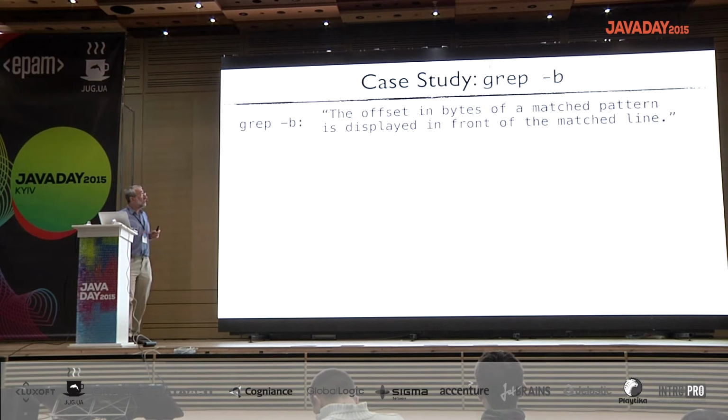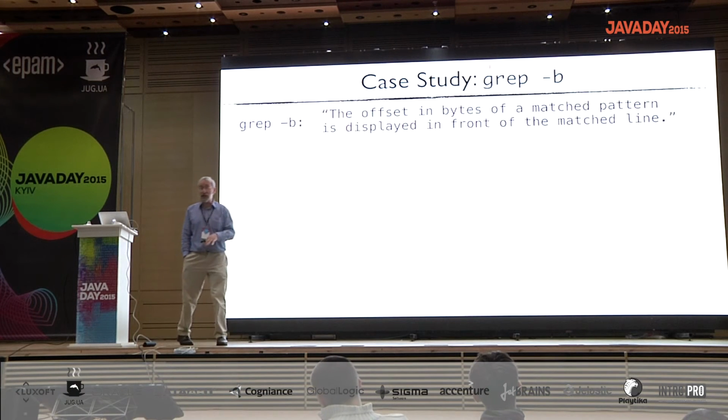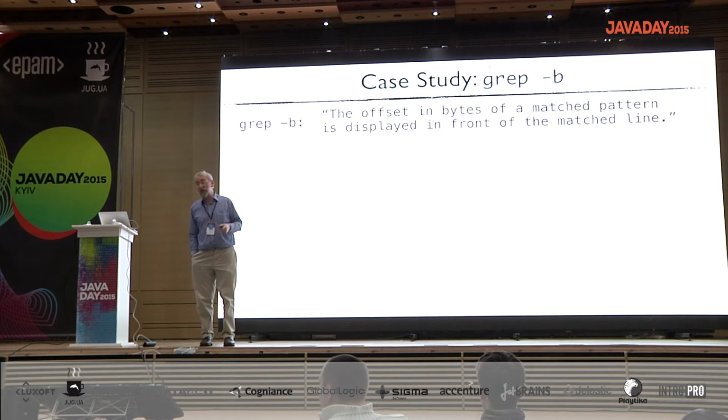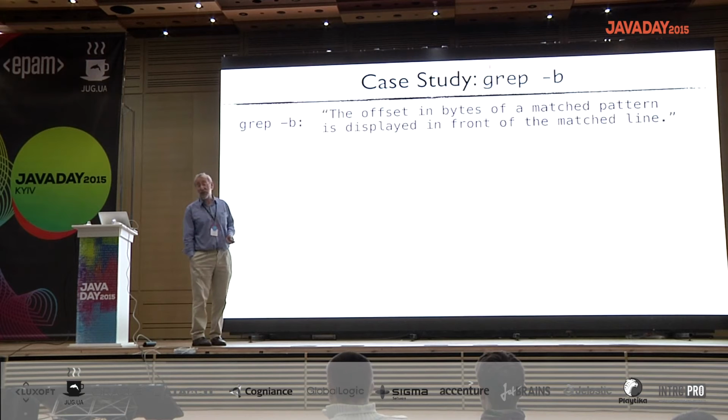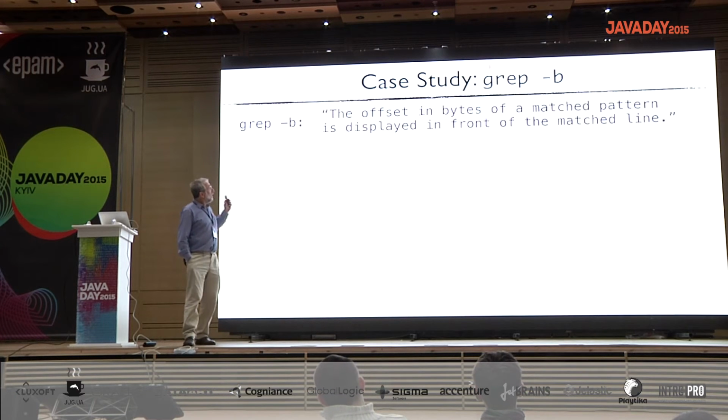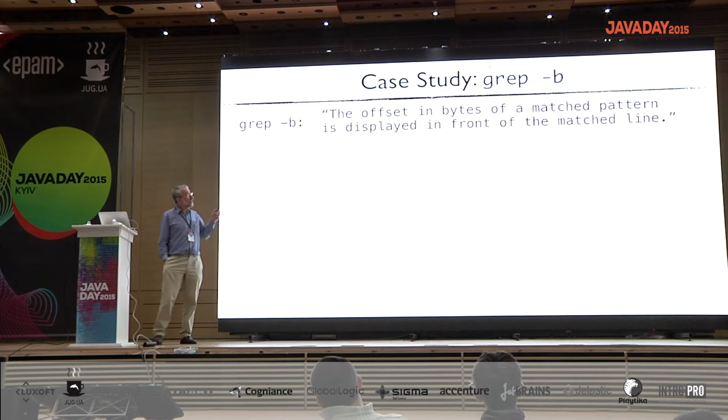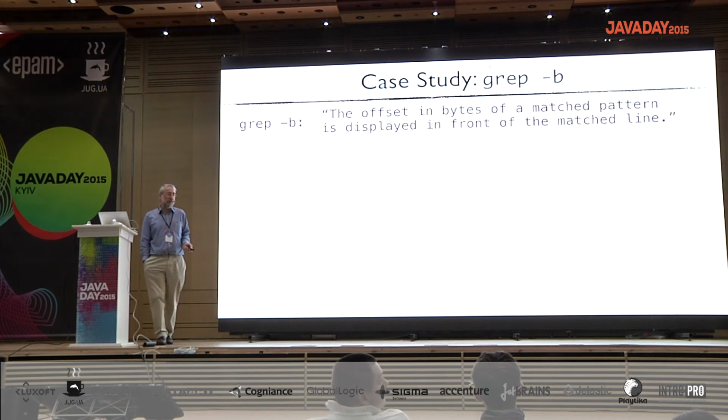My case study that I used for the book was a little-known option of grep called grep minus b. What I thought I would do was to imitate in a functional style the Unix utility grep with some of its various options. Most of them weren't very challenging. But grep minus b turned out to be quite an interesting one, because if you say minus b, you will get prefixed to each matched line the displacement in bytes of that line within the file. So that seems like it's not going to be very difficult.